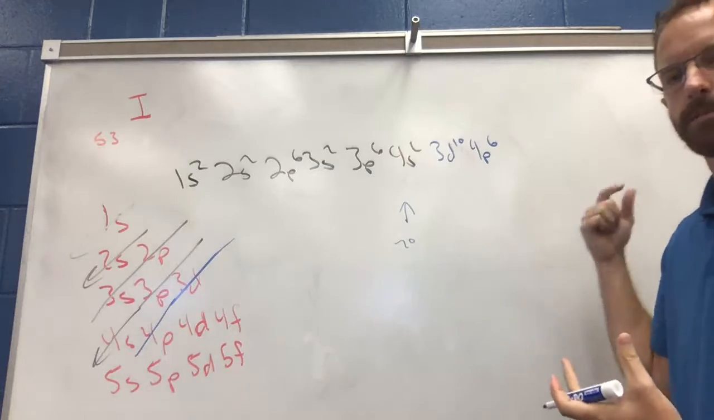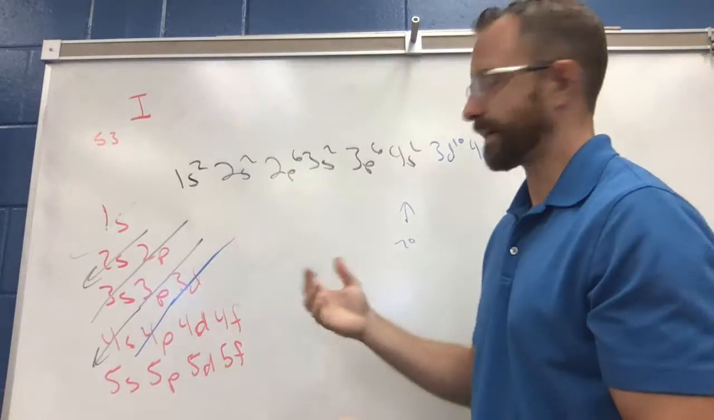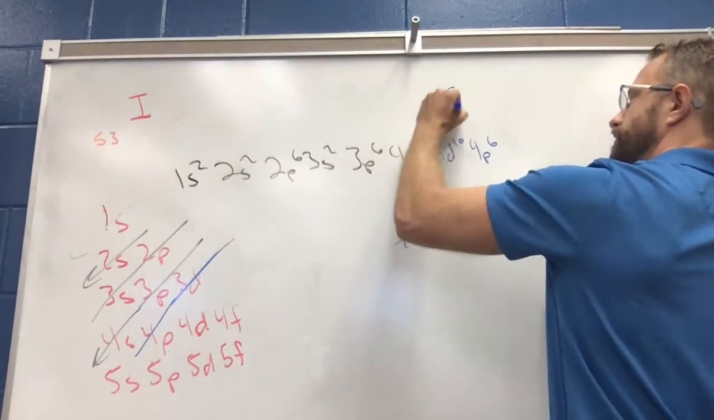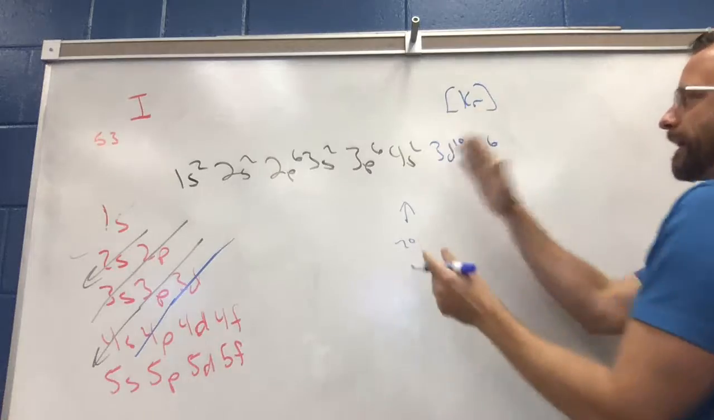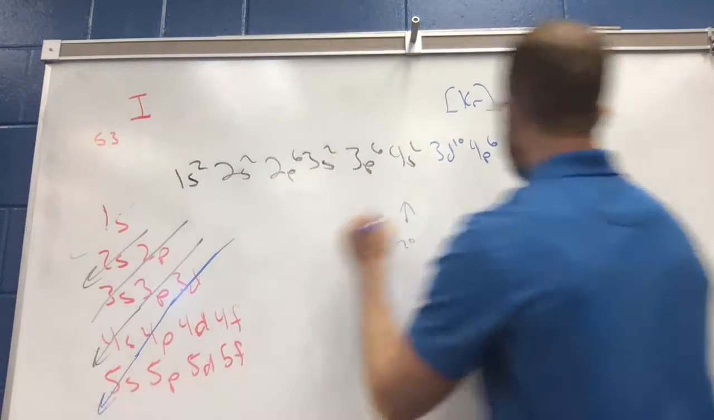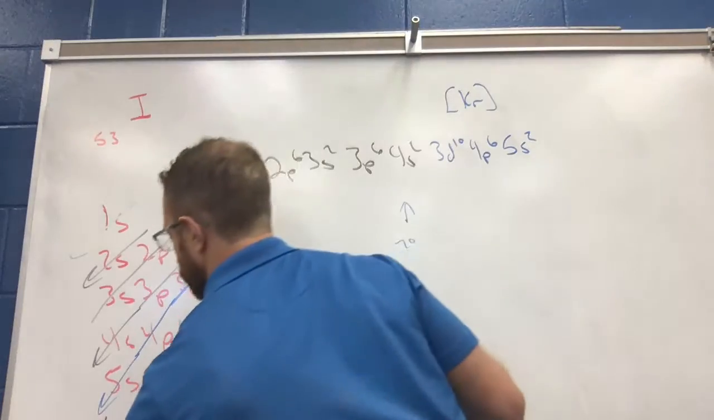So if you're doing something just a bit bigger than krypton, you could certainly do it that route. Like iodine will happen before the next one. So if we want to do noble gas configuration, we would say just like krypton and then add on the rest of this stuff. So from 4p, it goes to 5s, 5s2.